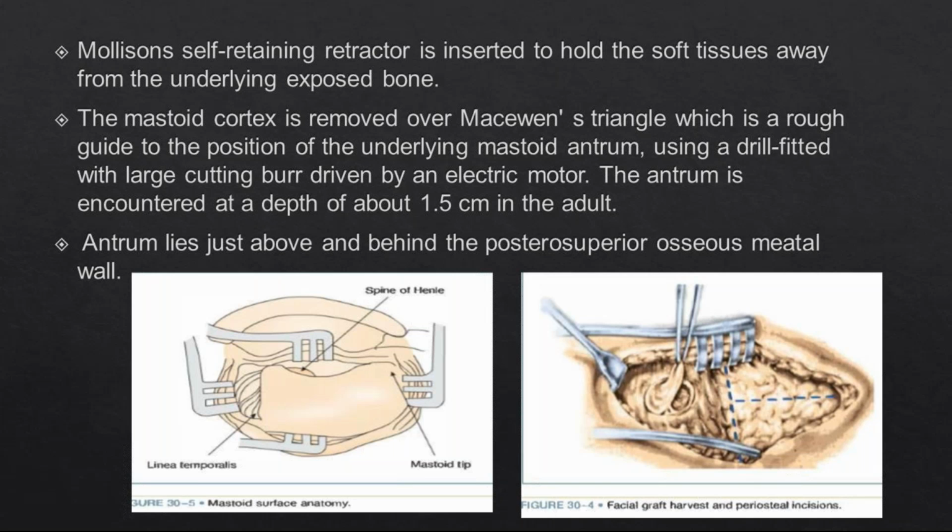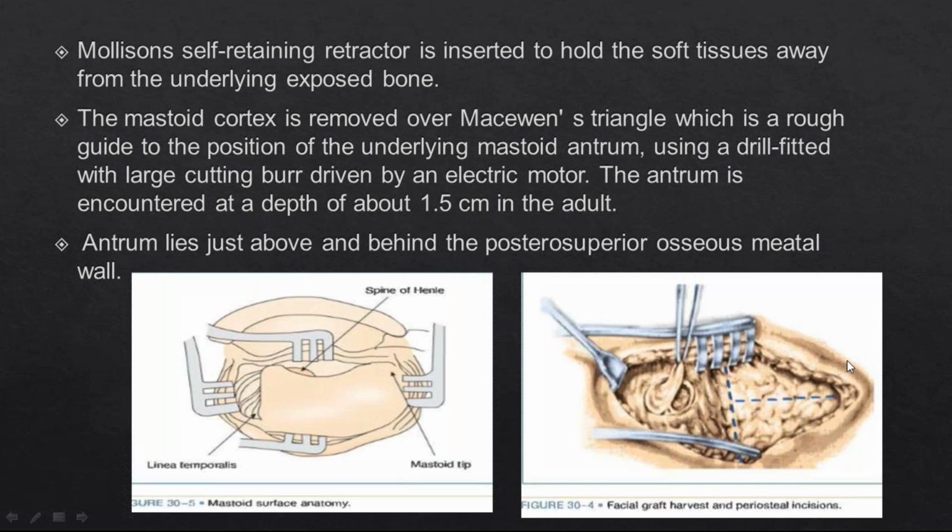And then you start marking out the area. You should form a triangle here, that is the triangle of attack. So once you see the spine of Henle, then you elevate the tympanomeatal flap. After elevating the tympanomeatal flap, just medial to the spine of Henle, you give a horizontal meatotomy.